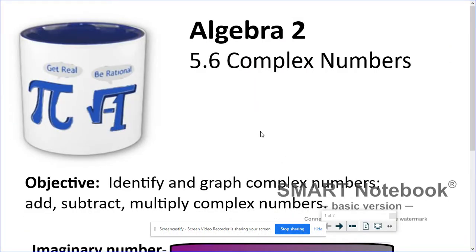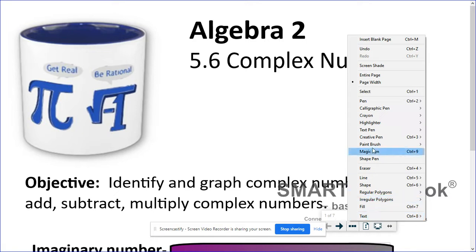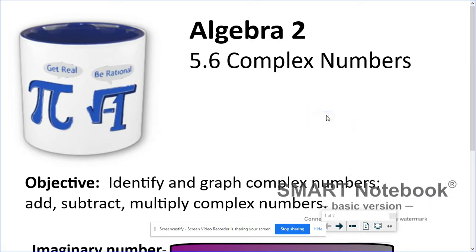Welcome to lesson 5.6, talking about complex numbers. So what does that mean? What is the point of that? Well, suppose you got an equation like this. I don't know, x squared plus 16 equals 0, something like that.